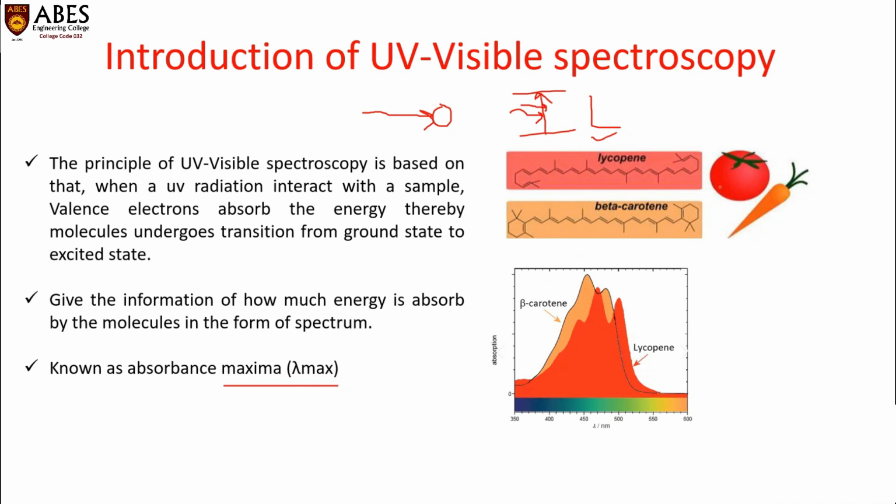Here we can see that the red color of the tomato is due to the presence of lycopene. This is a conjugated diene and absorbs UV radiation in the UV visible region and gives the spectrum in the range of 400 nanometer to 500 nanometer. Similarly, the orange color of carrot is due to the presence of beta carotene.